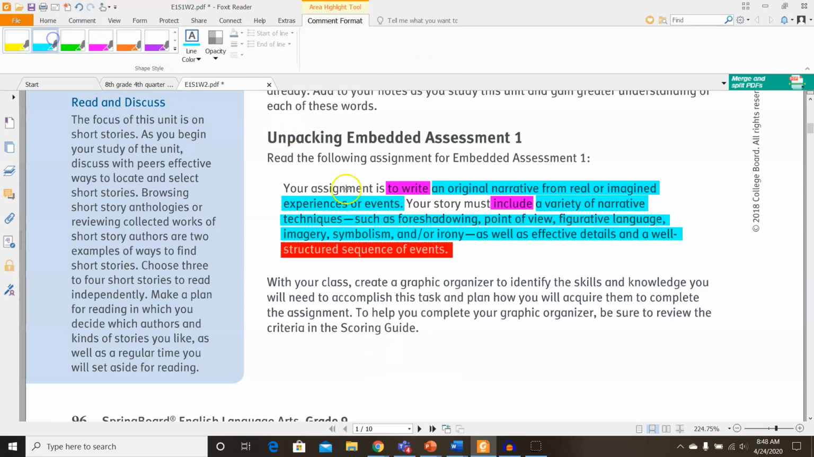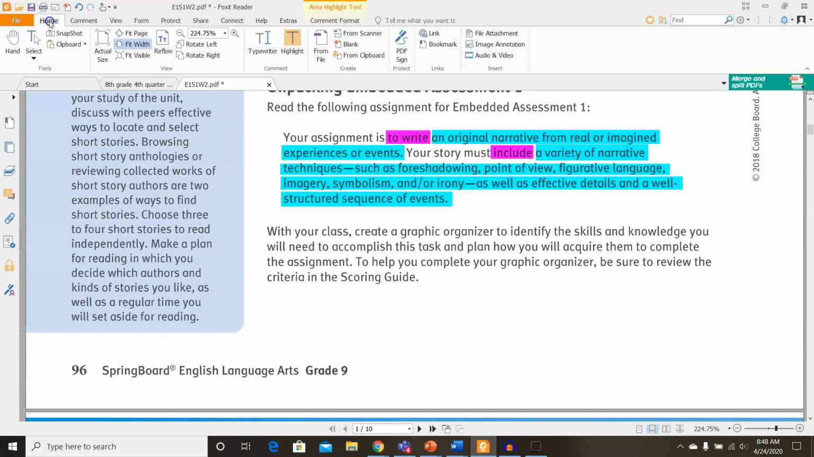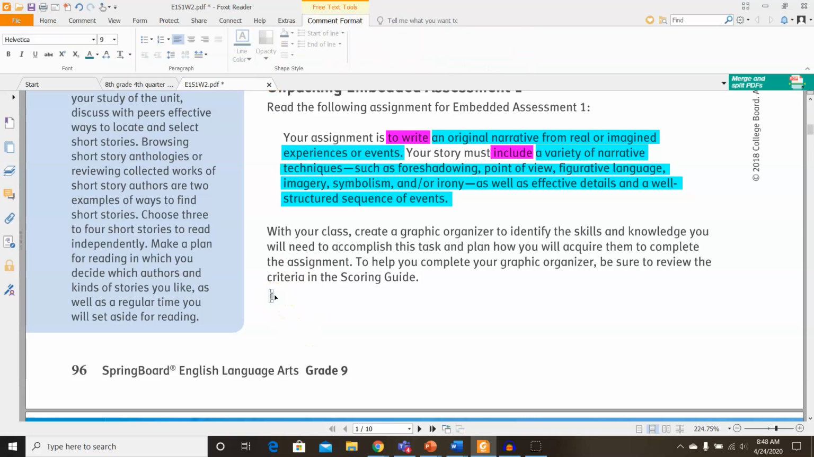this assignment successfully, okay? So, the first thing I'm going to need to know how to do is write a story. So it says an original narrative. That basically means a story that came directly from you. An original narrative, an original story. So I'm going to know how to write an original story, aka a narrative. I'm going to need to know how to use narrative techniques.